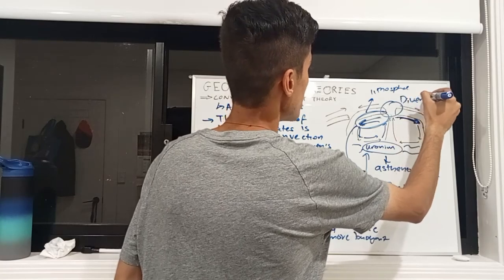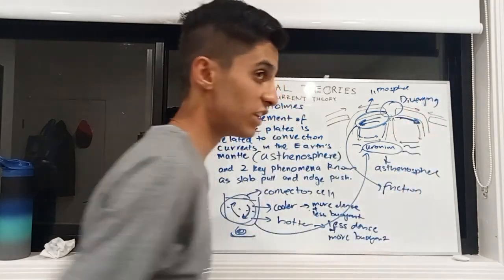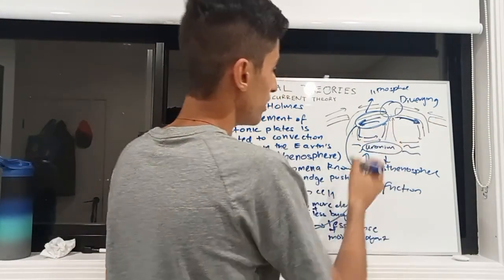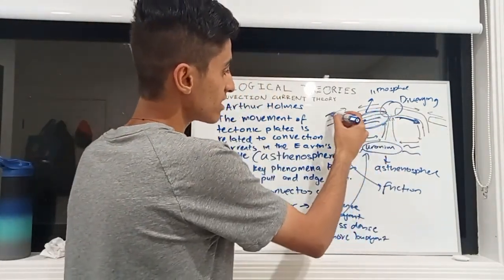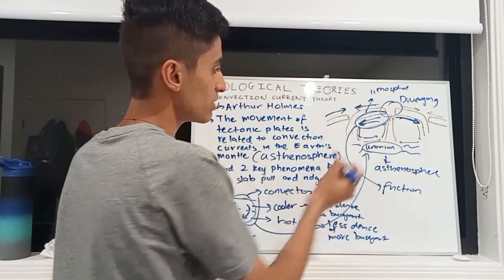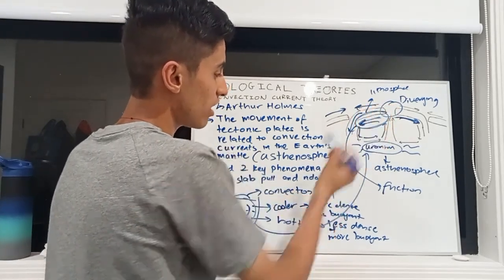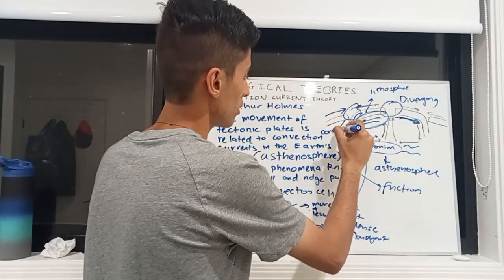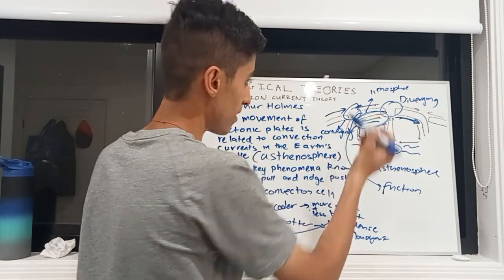Diverging. We don't need to know this yet. This is not the topic of our video, but I'll just put it in there. So this is known as diverging, and since these are coming towards each other, and one is going under the other, this is known as converging. This is a converging plate boundary.